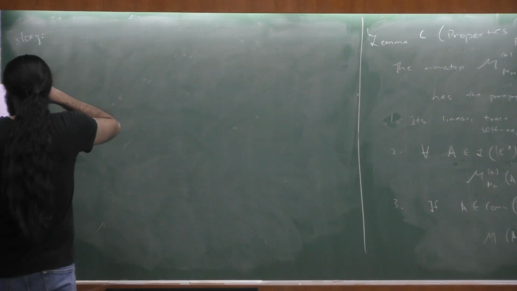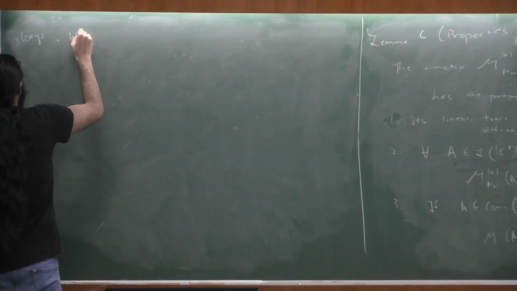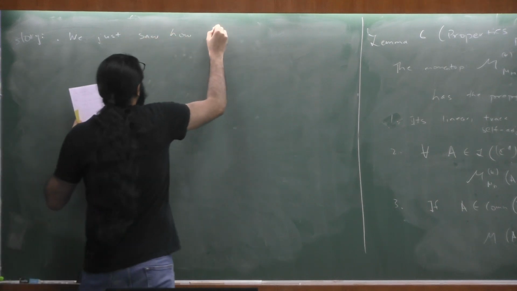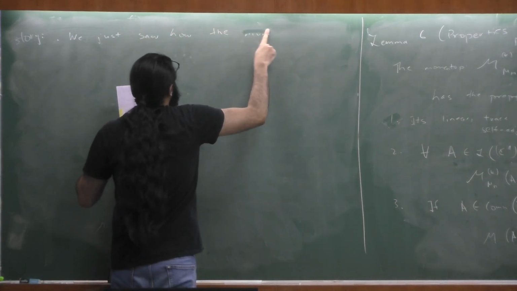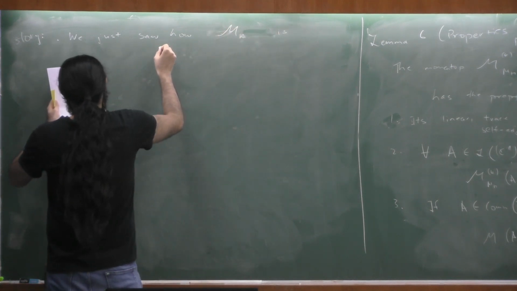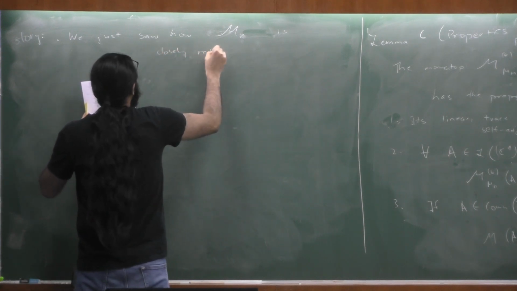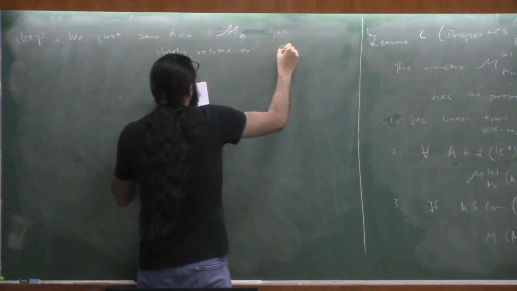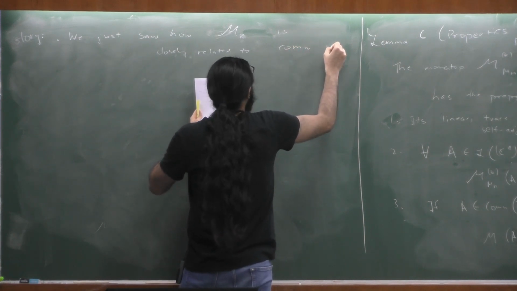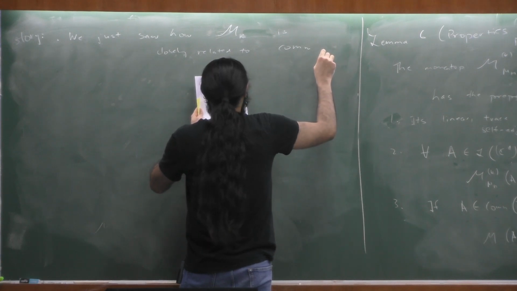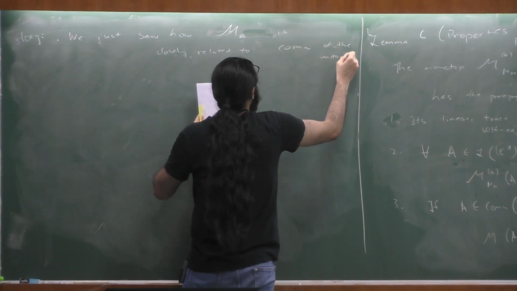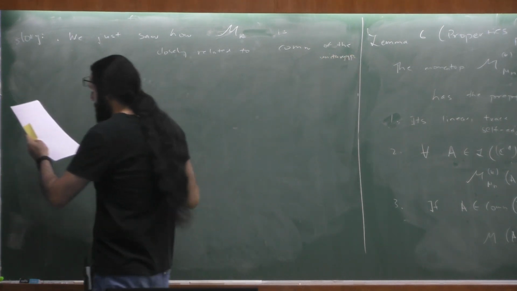Okay, so now we just saw how the moment operator, M sub k, is closely related to the commutant, right? The commutant of the unitary group. Maybe that's probably the better way to write it. Okay.